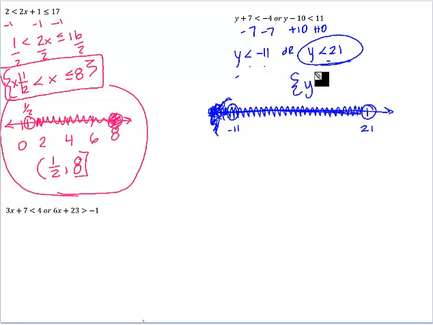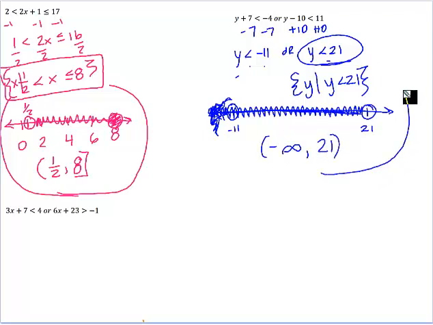So our set builder is just y such that y is less than 21. So in interval, we can start here at negative infinity and end up at 21. Okay, so sometimes when we have ORs, one of the equations for ORs will just be kind of included in the other, so we don't need to write them both down. We just write down the one that includes them both.